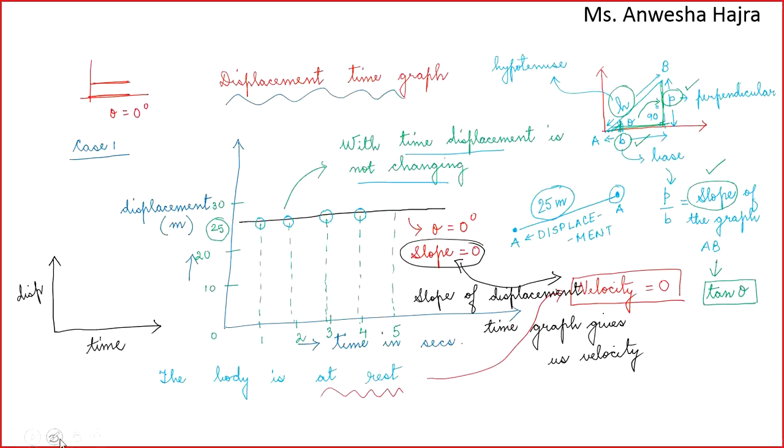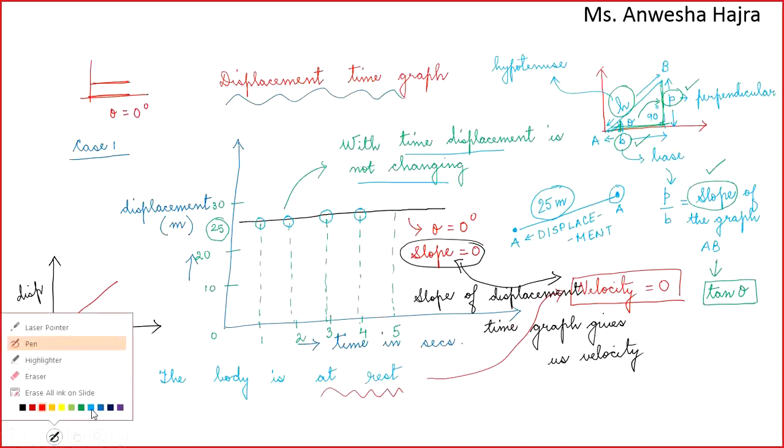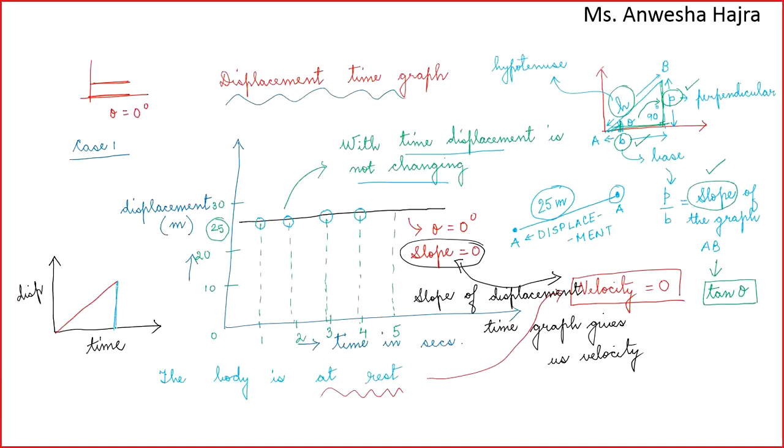Say you have a graph like this. So slope is what? Perpendicular divided by base. Now what is perpendicular? This is actually displacement. And what is base? Base is actually time. So slope is actually displacement by time.